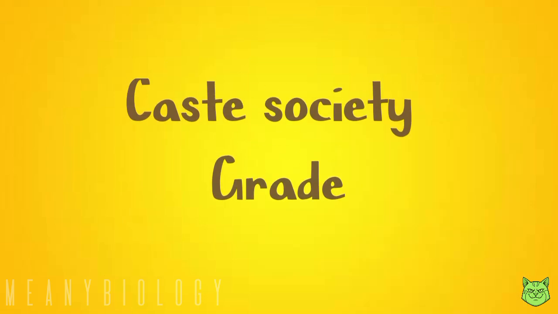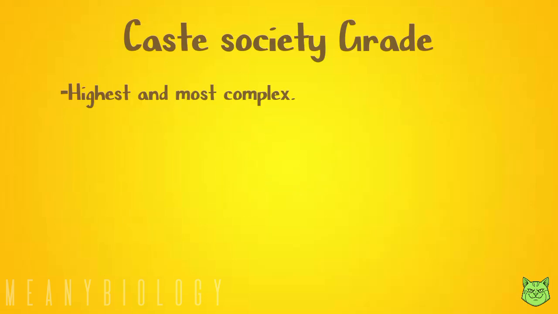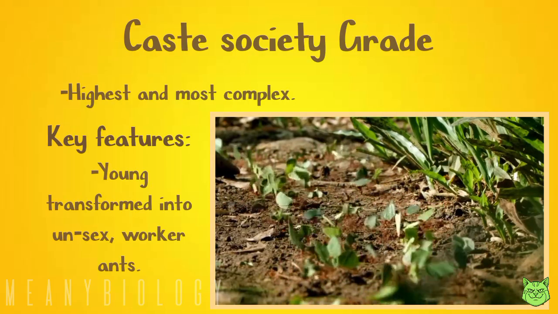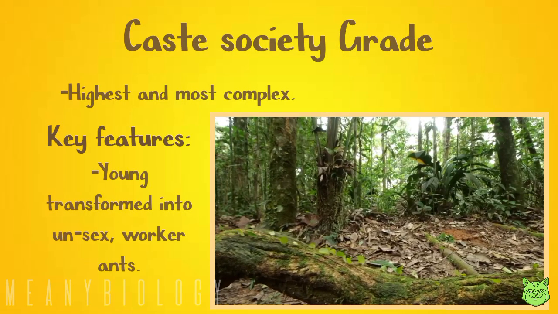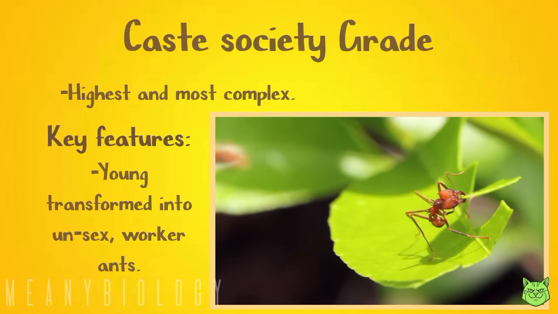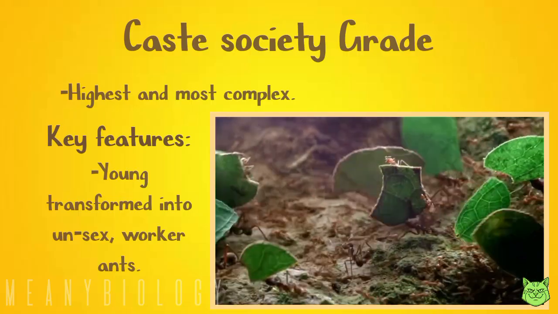Grade 3, caste society grade. The highest and most complex grade. Key feature: some of the young are permanently transformed into unsexed neuters, like worker bees or ants. These neuters take on nearly all the duties of the colony, foraging, building, defense, and let the fertile ones, the queen and sometimes males, relax with only one responsibility, reproduction.